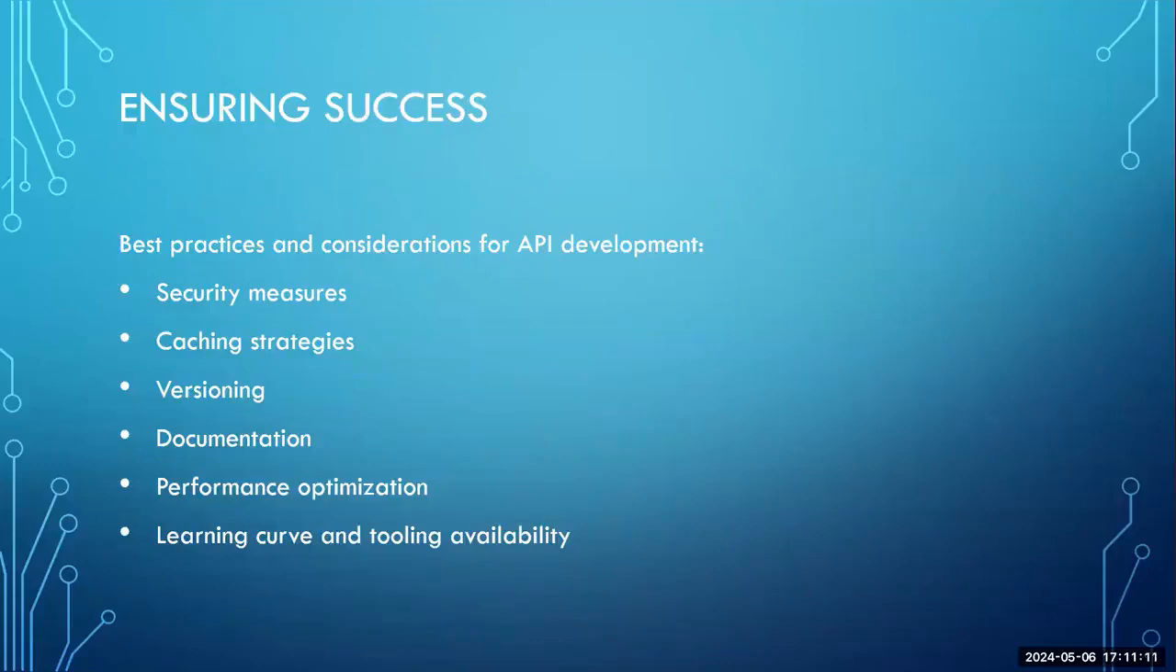Maintain clear and up-to-date documentation for our API to facilitate adoption and ease of use for future developers. We should also identify and address performance bottlenecks to optimize our API performance. Consider the learning curve and available tooling for each technology, as these factors can greatly impact productivity and maintenance efforts.